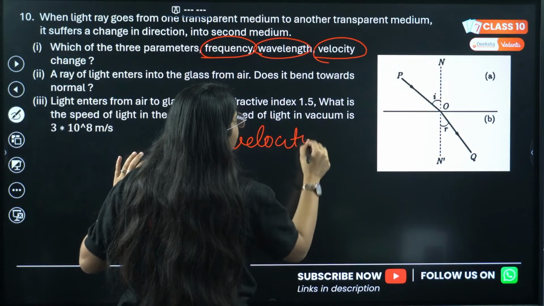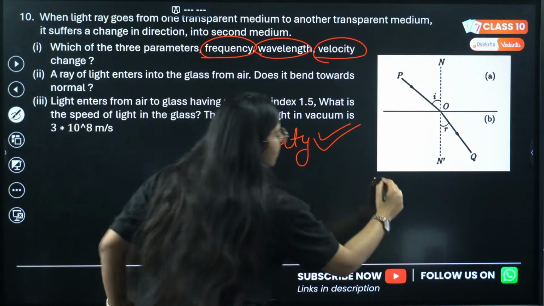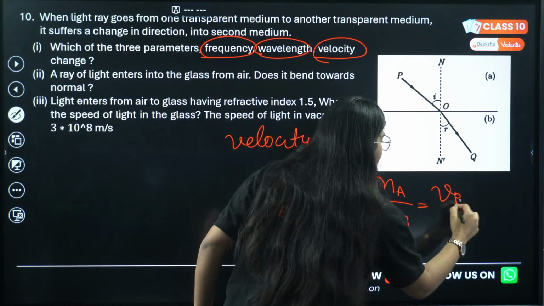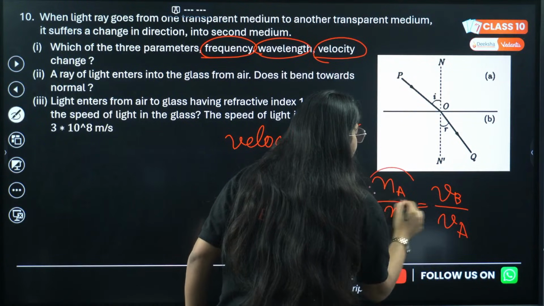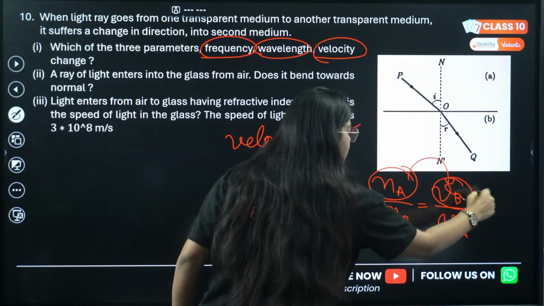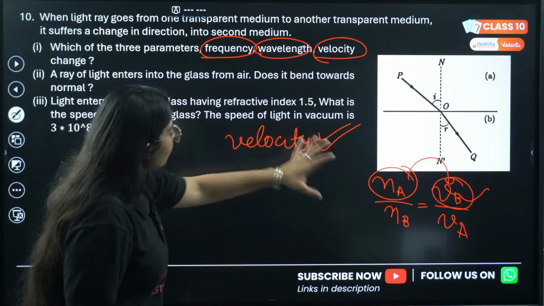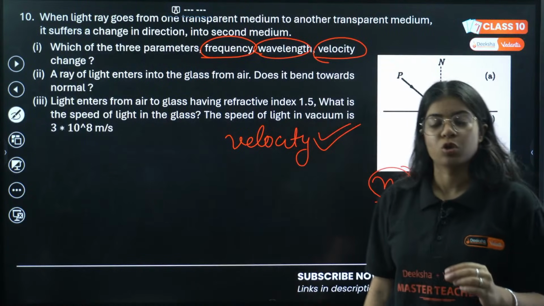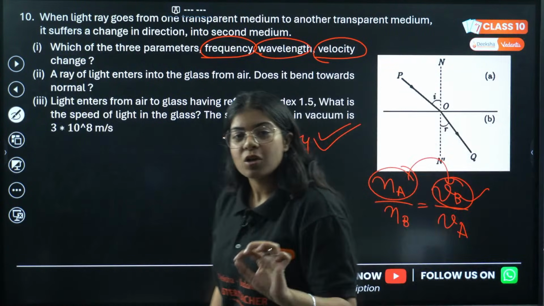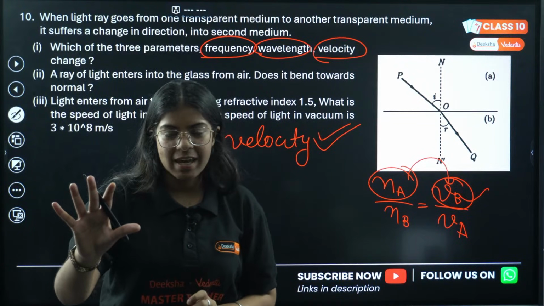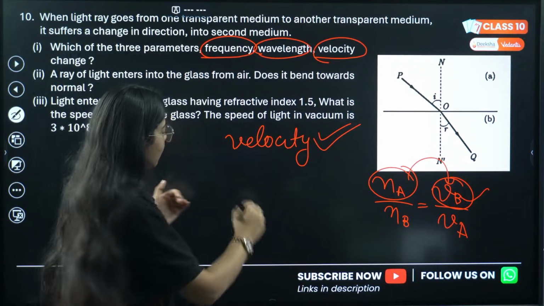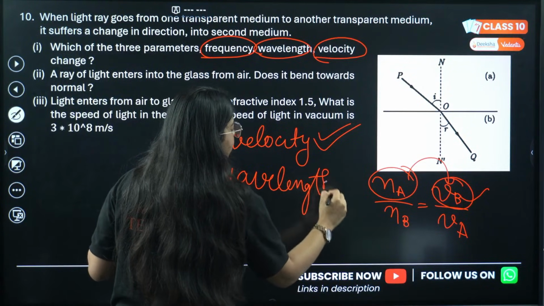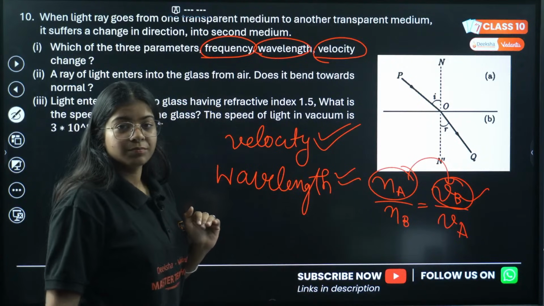We know that, right? Velocity definitely changes because this is the formula for velocity. This is how refractive index and velocity are connected, right? So if refractive index changes, velocity also changes, correct? True. Now velocity changes and frequency depends on the source. So wavelength also changes. Frequency remains the same, velocity and wavelength of light both change. Okay, correct.